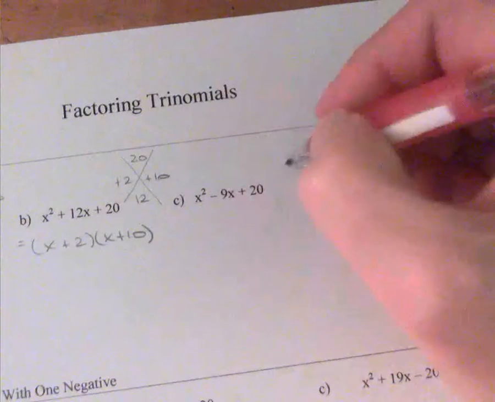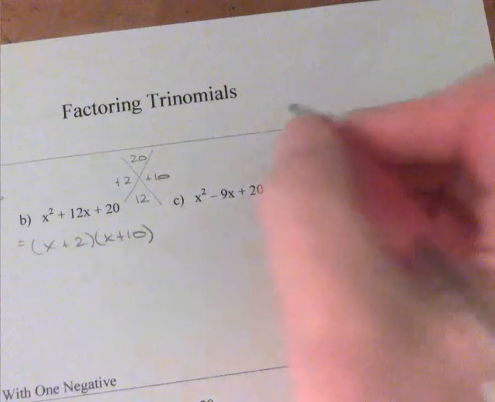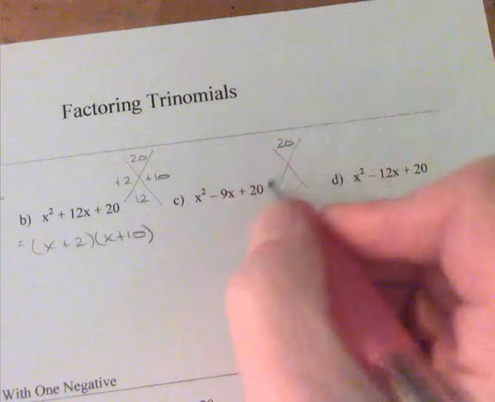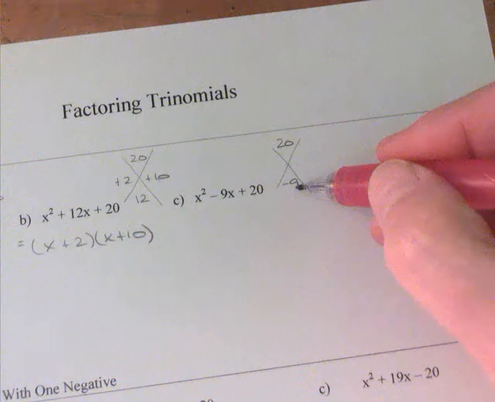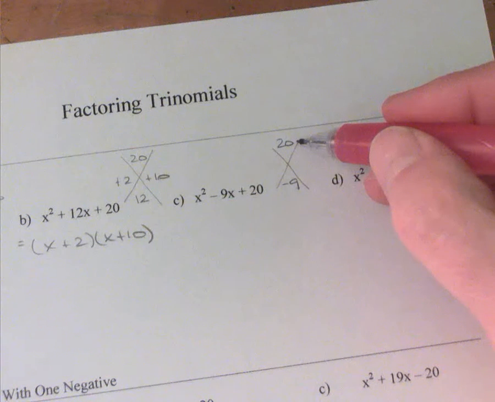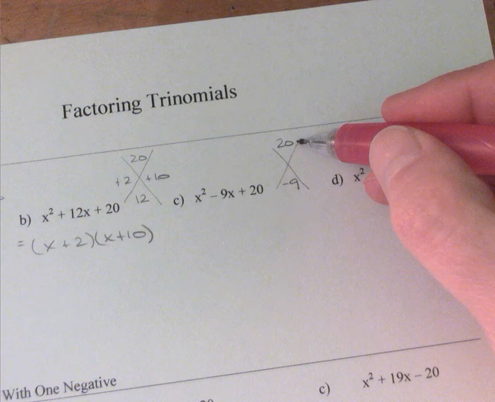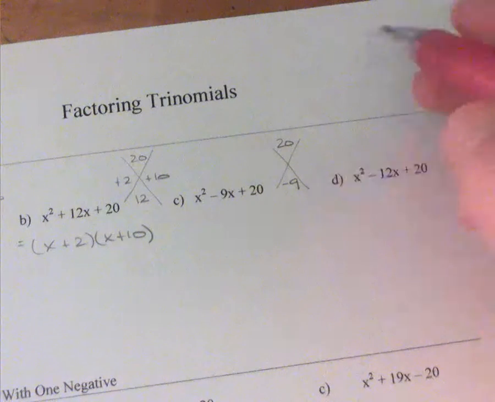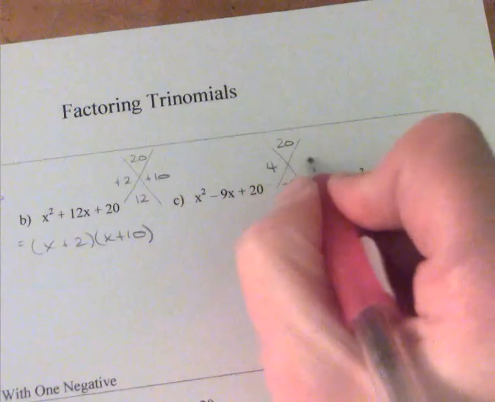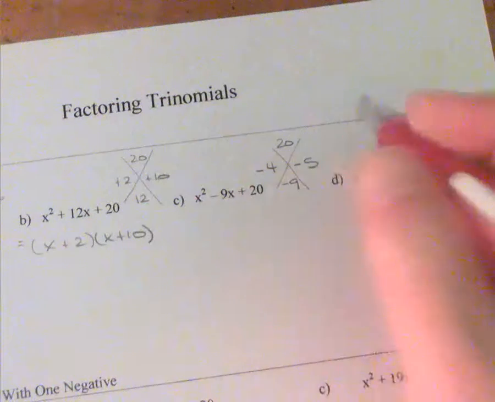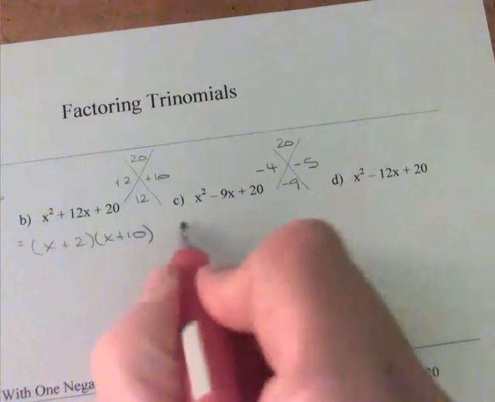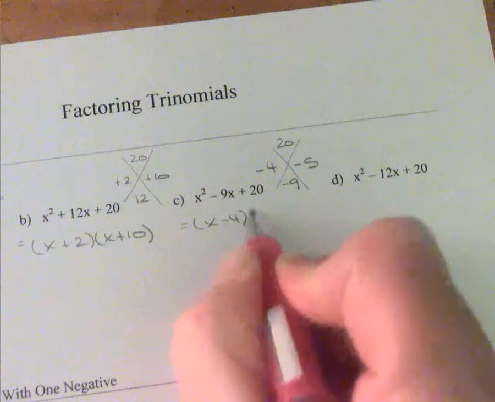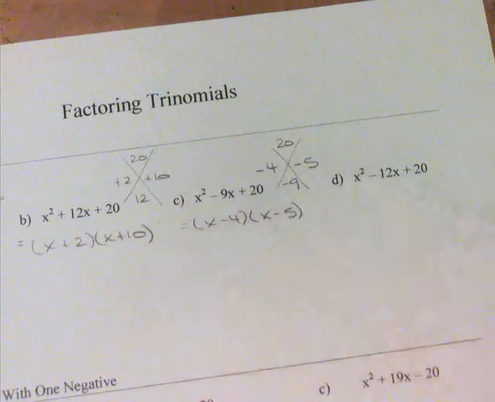So now again, I have a product of 20, but a sum this time of minus 9. So I look, I have 1 and 20, 2 and 10, and 4 and 5. So 4 and 5 will give me 9, but they both need to be negative so that the sum is minus 9. So I have x minus 4 and x minus 5.